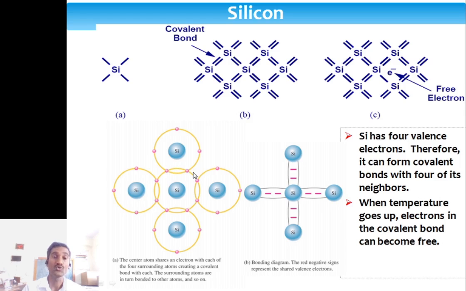So this is nothing but covalent bonding. In any semiconductor material, especially silicon and germanium, we can see this type of covalent bonding.